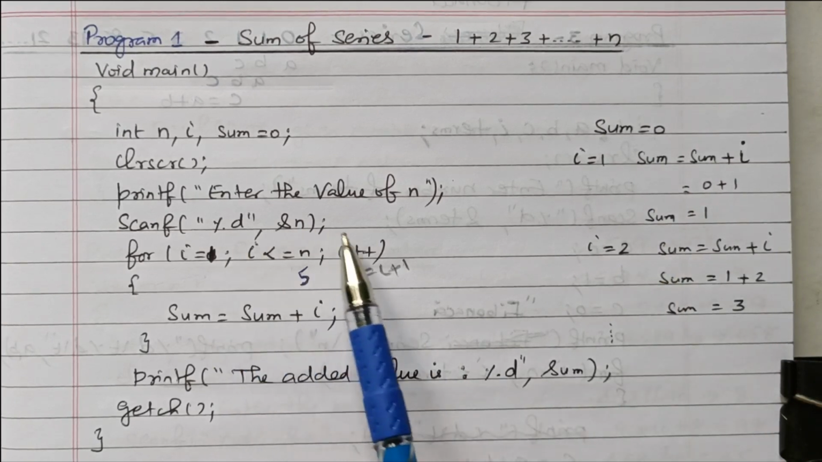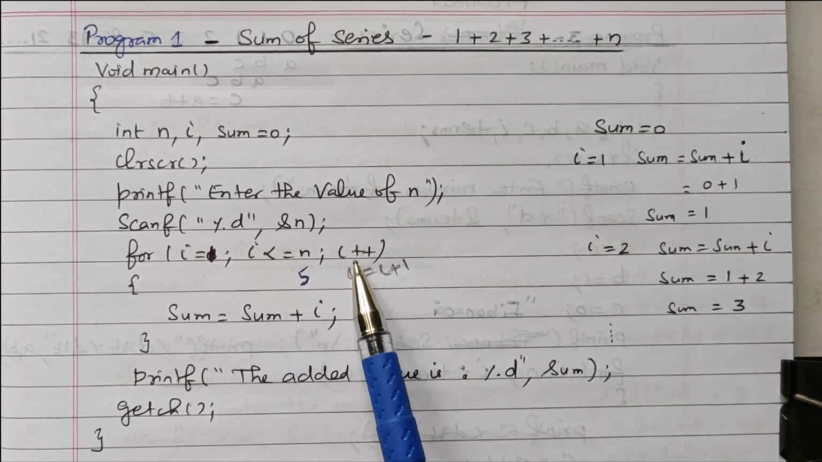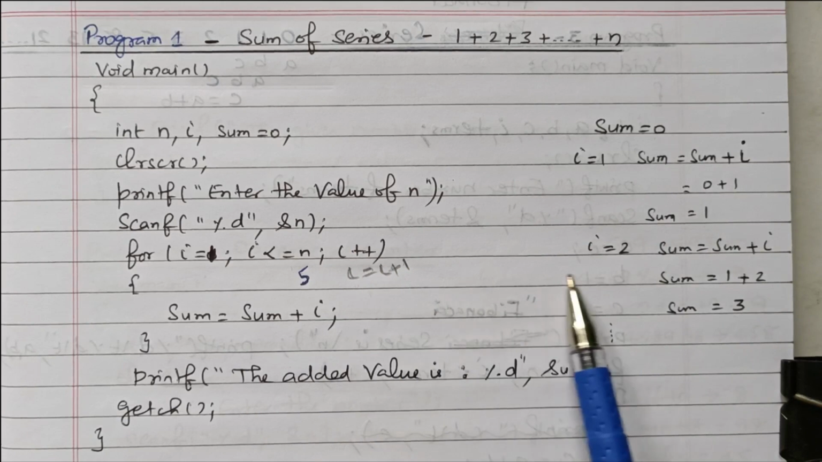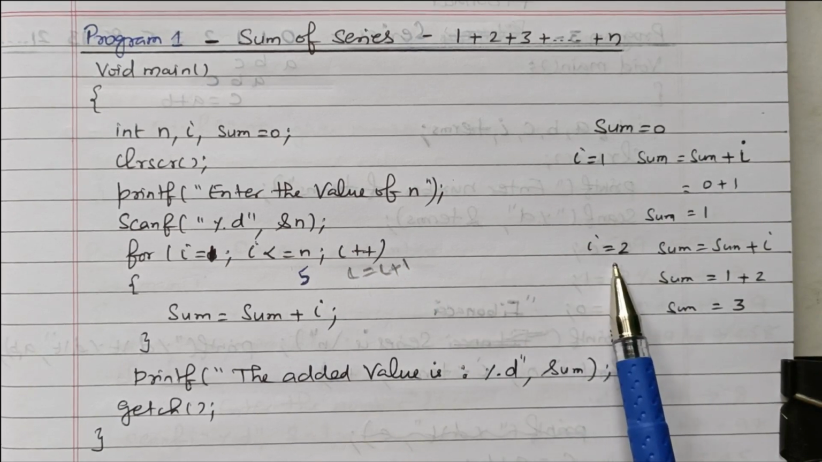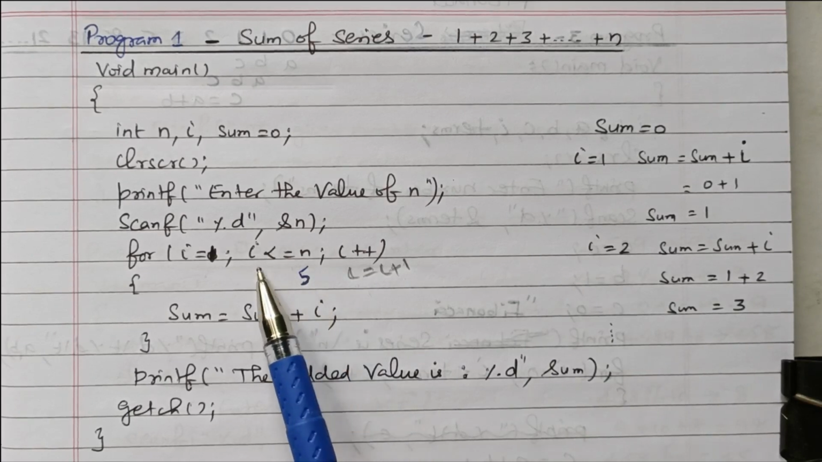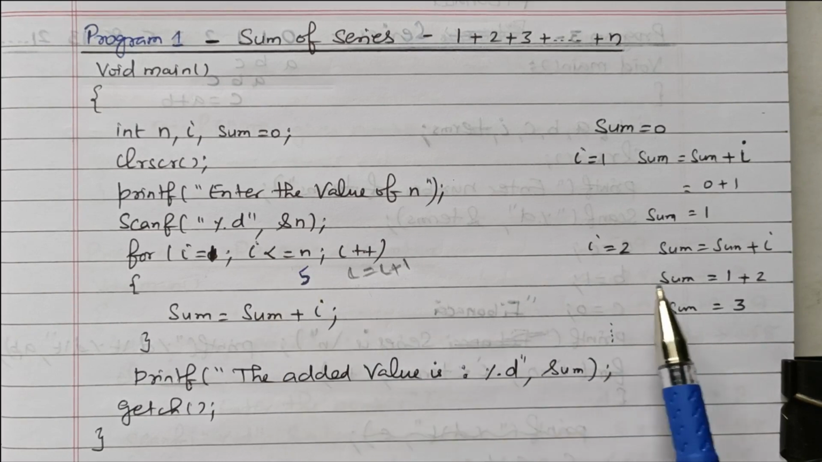Then it will go to the increment, i plus plus. That is i equal to i plus 1, which means i is already 1, 1 plus 1 becomes 2, so i equal to 2. This condition is satisfied: i is less than or equal to n. n is 5, i is now 2 only, so this condition is satisfied.